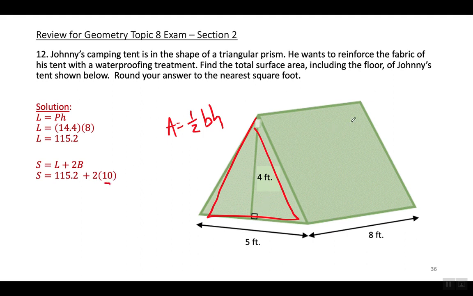And since there's 2 bases, this one and this one back here, that's why we're multiplying it times 2. So the final surface area of the triangular prism is 135.2 square feet.